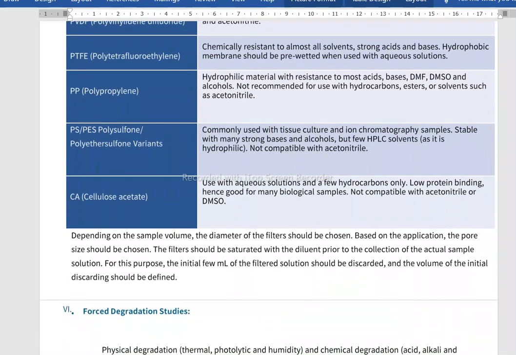Depending on the sample volume, the diameter of the filter should be chosen. Based on the application, the pore size should be chosen. The filter should be saturated with the diluent prior to the collection of the actual sample solution. For this purpose, the initial few ml of the filtered solution should be discarded, and the volume of the initial portion discarded should be defined. So, that is almost all about the method development for HPLC.